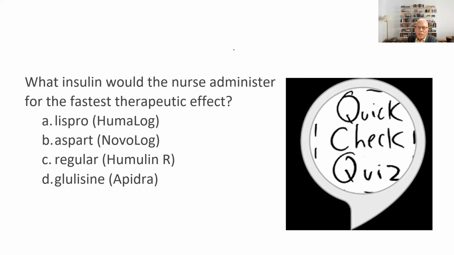Okay, so let's see what the correct answer is. Lispro has an onset of less than 15 minutes. And aspart actually takes 10 to 20 minutes as far as the onset is concerned. And of course, regular insulin is around 30 to 60 minutes. So this is going to be long. And glulisine has an onset of 2 to 5 minutes. So the fastest of this is going to be glulisine. It peaks within 30 to 90 minutes. So it has the fastest onset of action.